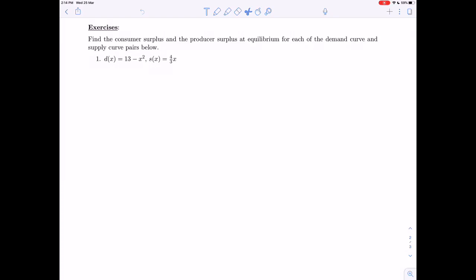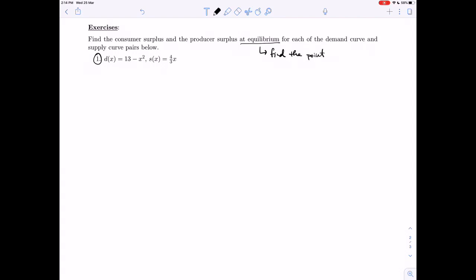The exercise says find the consumer surplus and the producer surplus at equilibrium for each of the demand curve and supply curve pairs below. So we'll do question 1 in this video. We're told that the demand curve is 13 minus x squared and the supply curve is 4/3 x. So if we need to find the consumer and producer surpluses at equilibrium, then the very first thing that we need to do is find the point of equilibrium.